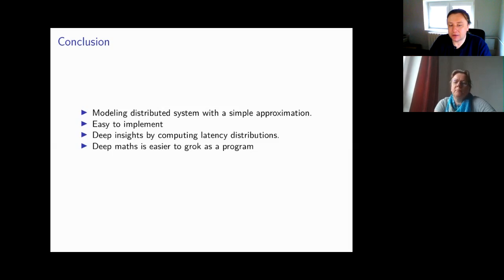And that's also an observation that deep math is sometimes easier to grok and write about if you think about it as a program. Also, the compiler can check you.